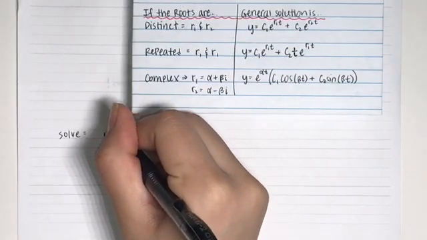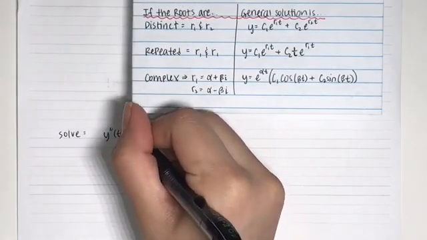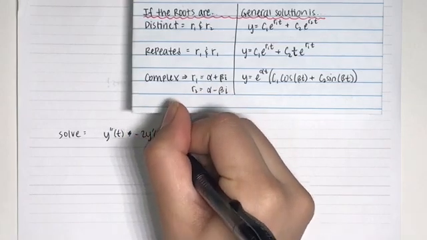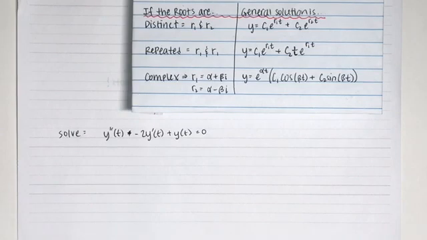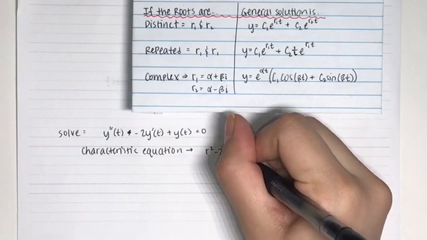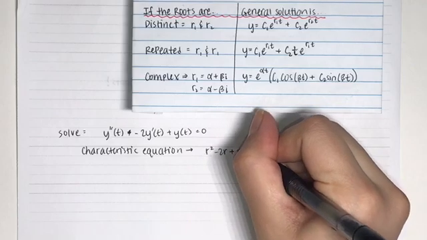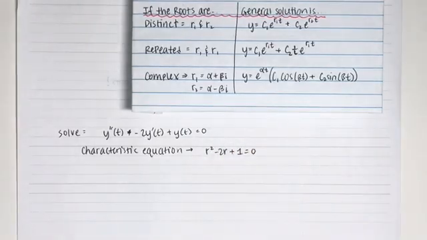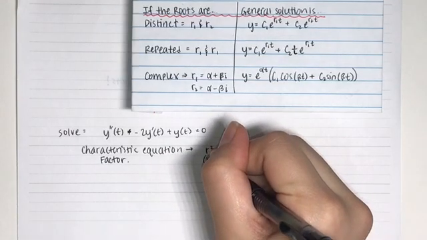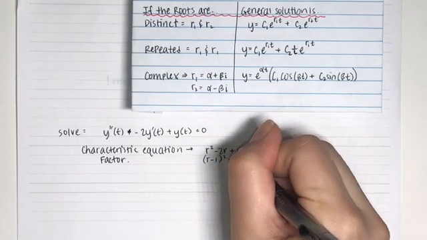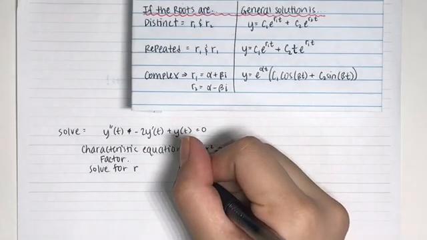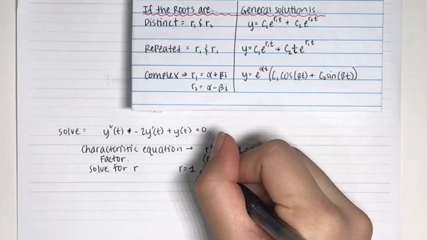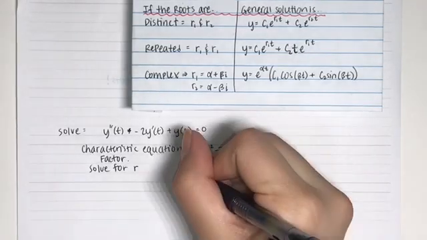Let's solve another problem. Solve y''(t) - 2y'(t) + y(t) = 0. The first step is to make the characteristic equation r² - 2r + 1 = 0. We factor, and we get (r - 1)² = 0. Right away you can tell that you have repeated roots. r1 and r2 will be equal to 1.